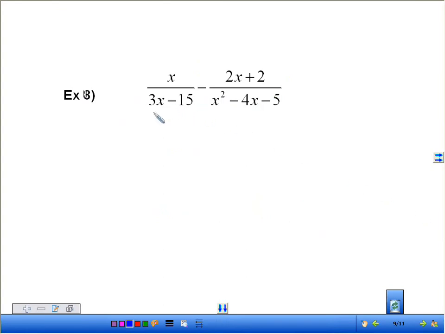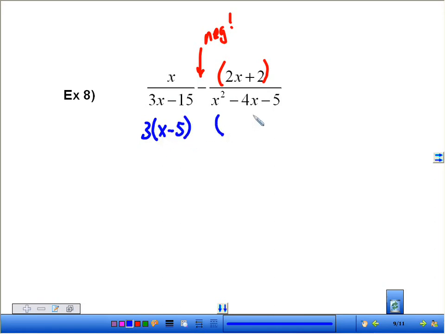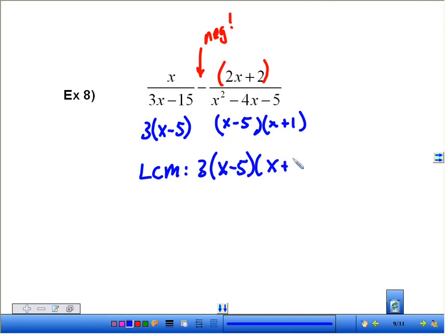Let's see how number 8 works, because now remember I have a negative right here that needs to be distributed here. So let's see how that'll work. First of all, I'm going to factor my denominators. That gives me x minus 5 and x plus 1 on this side. I decide on my LCM. I need the 3, I need an x minus 5, and I need the x plus 1.